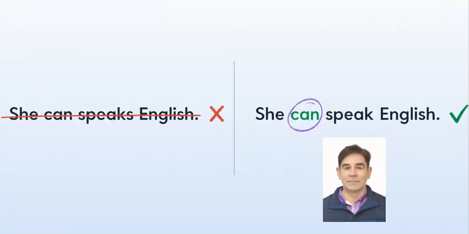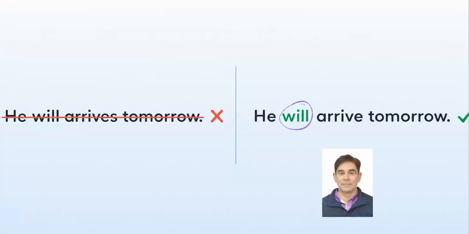Even though we have a singular subject, we do not put an S on the main verb here. We do not say she can speaks English. With modals, we use the base form. She can speak English. We do not say he will arrives tomorrow. We say he will arrive tomorrow.